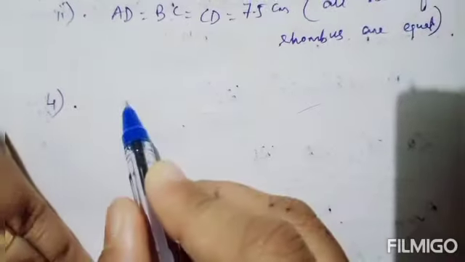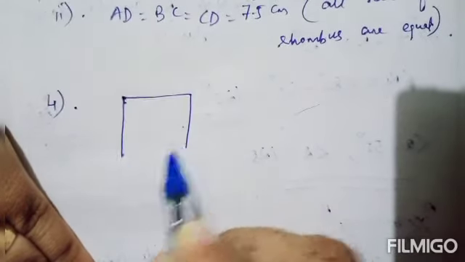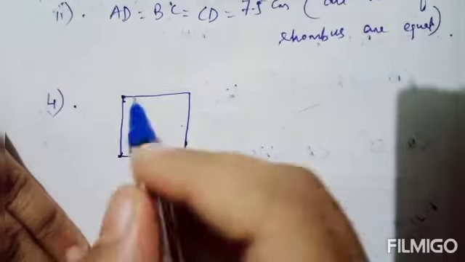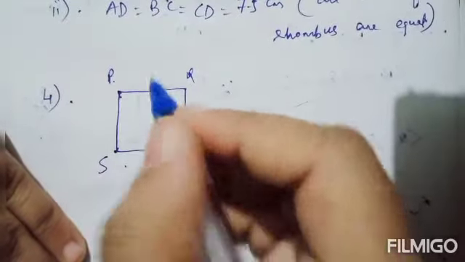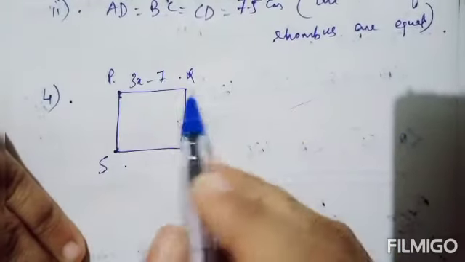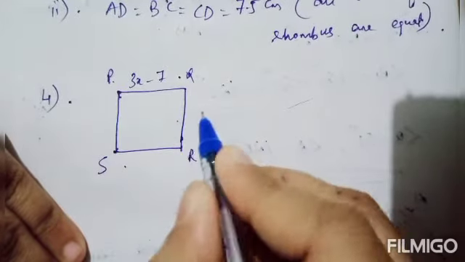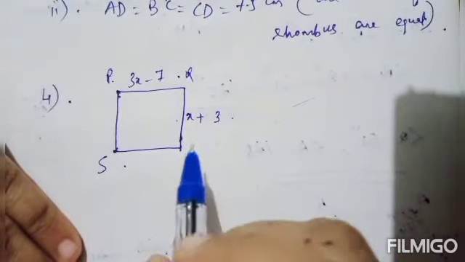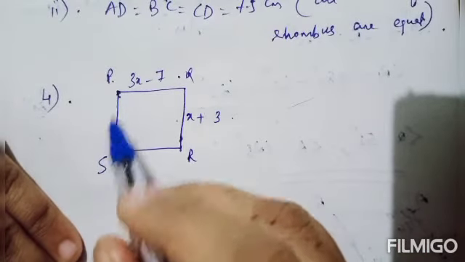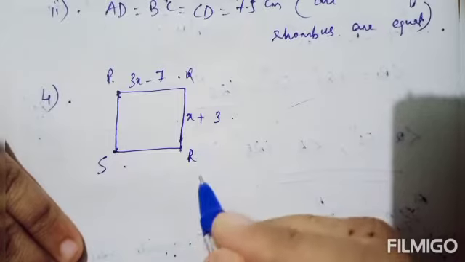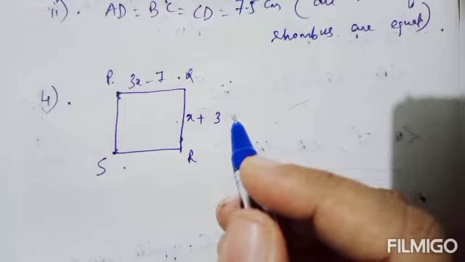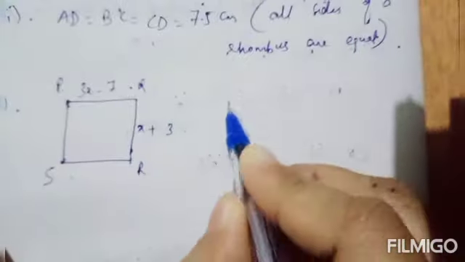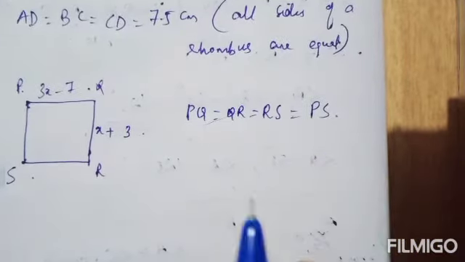So here a square is given. You can draw the diagram. This is one square, square PQRS. If PQ equal to 3x minus 7, QR is given x plus 3, find PS. You have to find the length of PS. You know the properties of a square. In a square, all sides are equal. So PQ will be equal to QR, equal to RS, equal to PS.